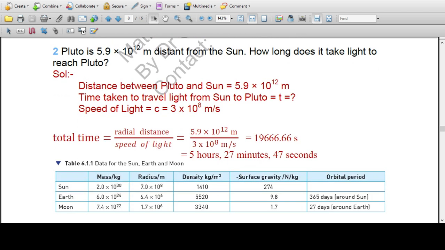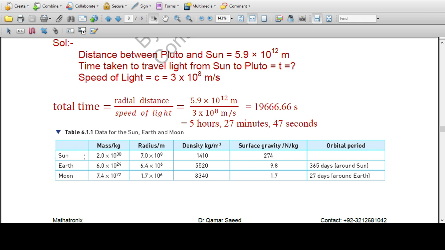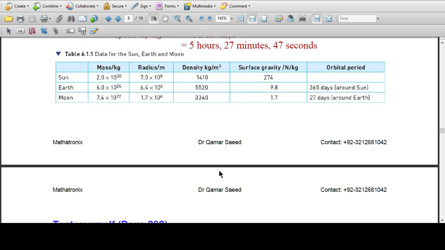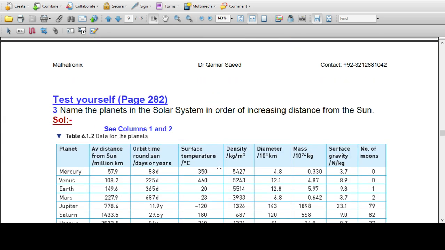this. So this is quite large, and some of the tables for Sun and Earth and Moon's data are given here, which may be used in the numericals in the following topics.